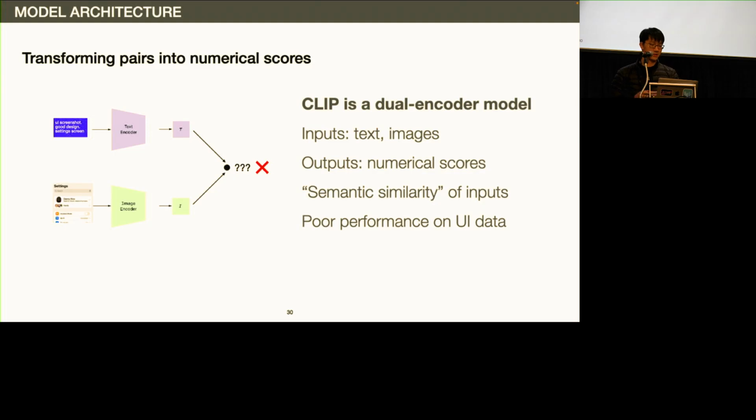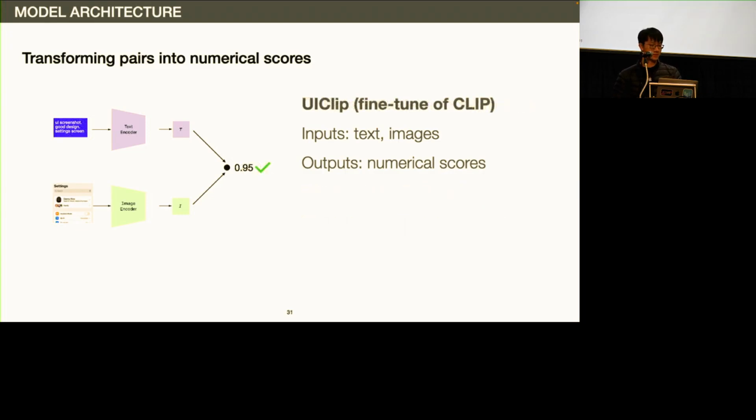But unfortunately, CLIP by default does not work well for UI-related data. And we also wanted to calibrate it so that the score of a screenshot that's well-designed should be higher than one with some design issues or is not preferred. So we used our data to fine-tune CLIP and create UIClip. By doing that, this model actually learns to better understand UI data and adhere to those properties that we want about the design scoring.